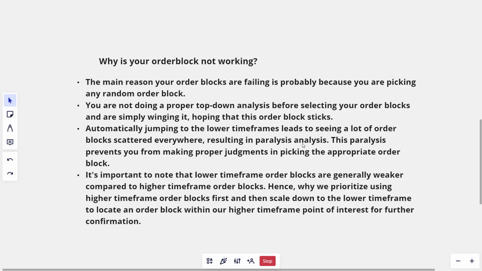And then the third reason is you are probably automatically jumping to the lower time frames, leading you to see a lot of order blocks scattered everywhere, resulting in paralysis by analysis. This paralysis prevents you from making proper judgments and picking the proper order block. So a lot of traders jump straight to the 1 minute, the 5 minutes, and just try to see a breaker block, an order block, and just try to enter it, without a proper top-down analysis. You have to go from higher time frames to the lower time frames.